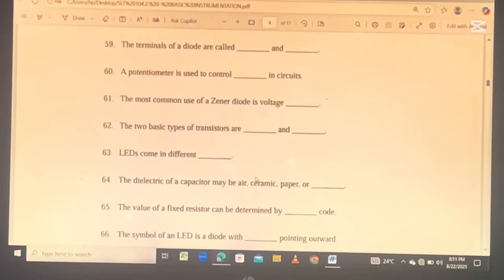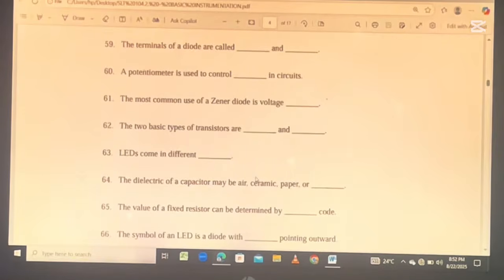Now, the two basic types of transistors are called BJT and FET. BJT is called bipolar junction transistor. FET is called field emission transistor. Number 63 says LEDs come in different colors. So light emitting diodes come in different colors.